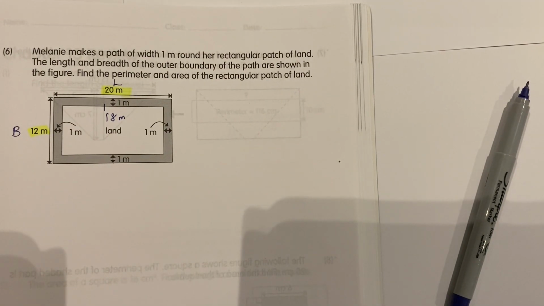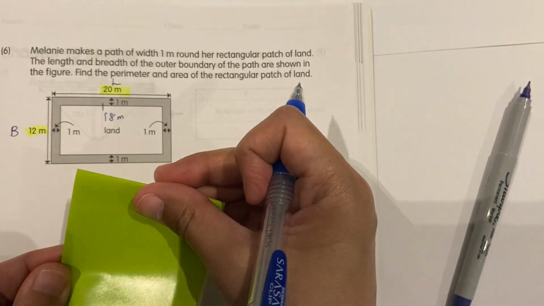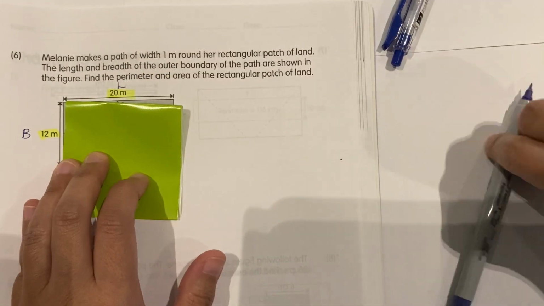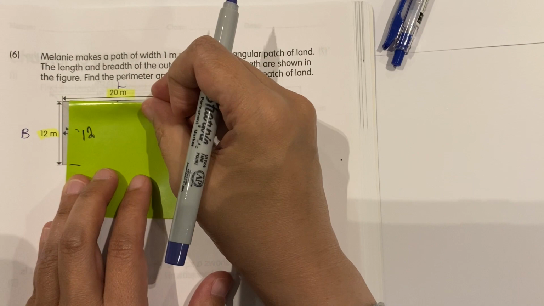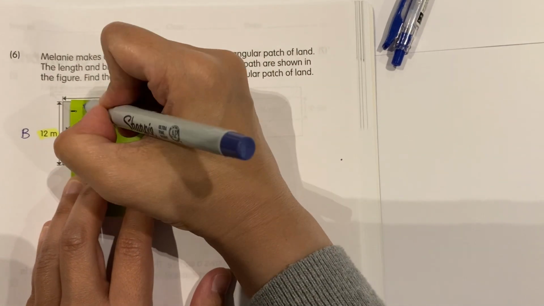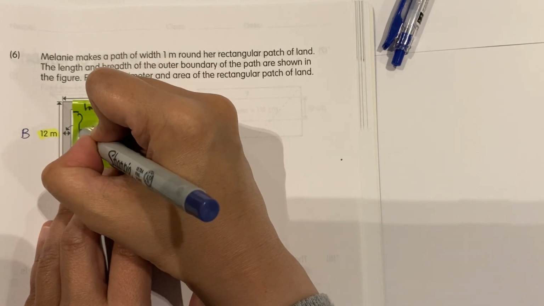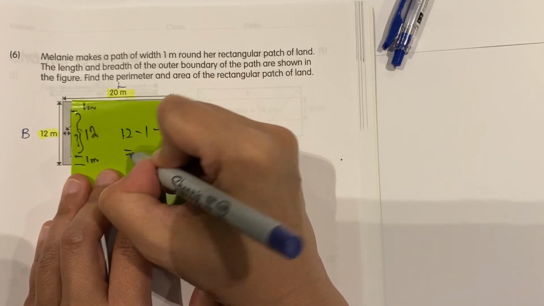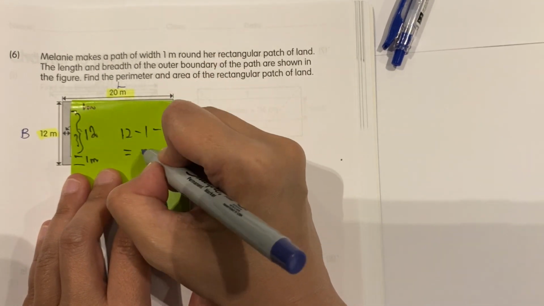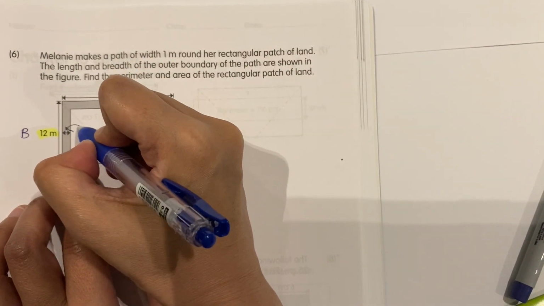Do the same for the breadth. So for the breadth, from here to here, the breadth is 12. Now remember, from here to here is 1 meter, and from here to here is another 1 meter. So what is this whole piece? 12, take away 1, take away 1. Your answer will be 10. So we know this part here is 10.